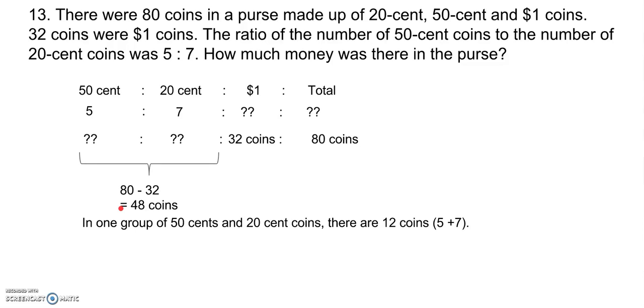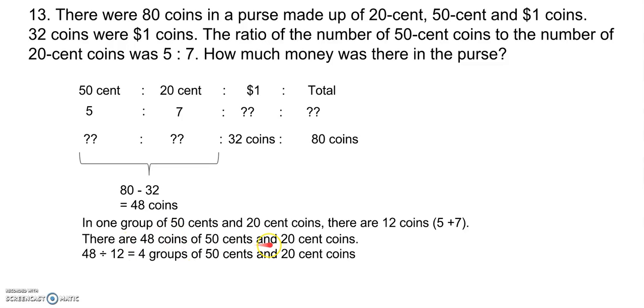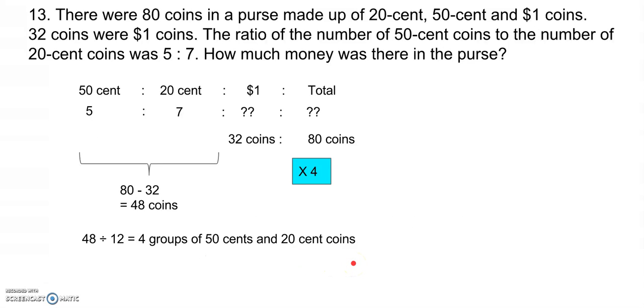If we can find out how many groups of coins there are, this will help us get to 48. So, since there are 48 coins for 50-cent and 20-cent coins, and in each group there are 12, I simply divide 48 by 12. I know there are 4 groups of 50-cent and 20-cent coins. All I need to do is multiply by 4. If I multiply 5 units of 50-cent coins by 4, there should be 20 50-cent coins. If I multiply 7 parts of 20-cent coins by 4, there should be 28 20-cent coins.